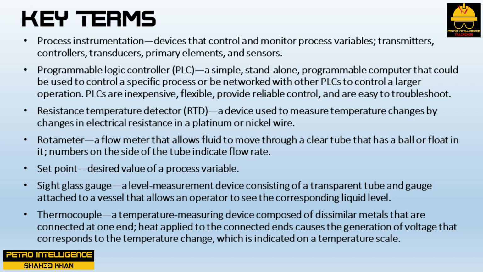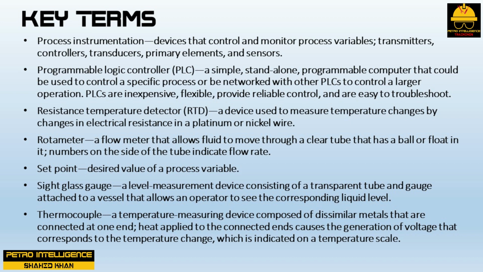Resistance Temperature Detector, RTD, is a device used to measure temperature changes by changes in electrical resistance in a platinum or nickel wire. Rotameter is a flow meter that allows fluid to move through a clear tube that has a ball or float in it. Numbers on the side of the tube indicate flow rate. Set point is the desired value of a process variable.